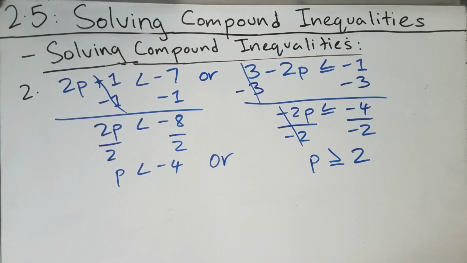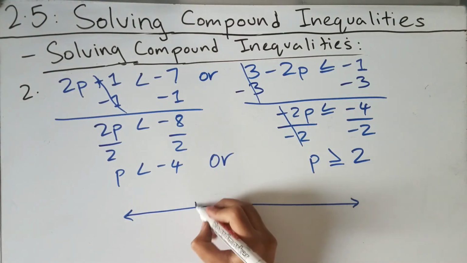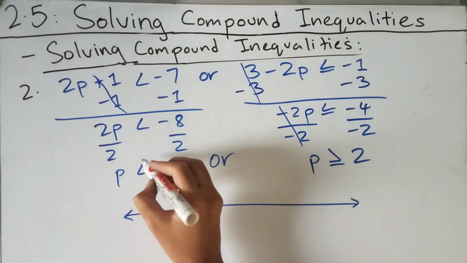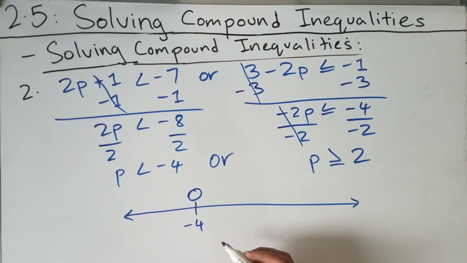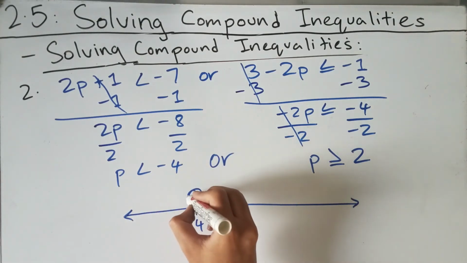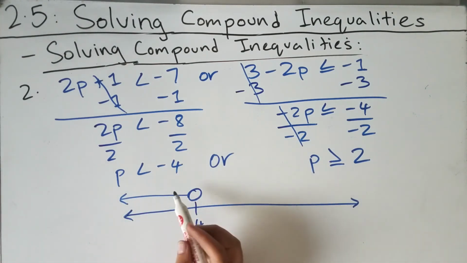Now let's graph this compound inequality on a number line. So I know that one of the constraints of this compound inequality says that p is less than -4. So our critical point would be -4. And since it's less than without an equal sign, it's going to be an open circle. And we also know that p is less than -4. So we can extend this ray in the leftwards direction, as numbers that are less than -4 are in the negative direction.